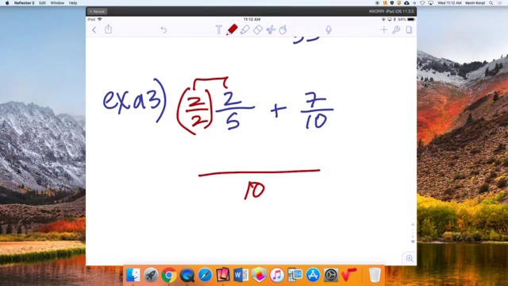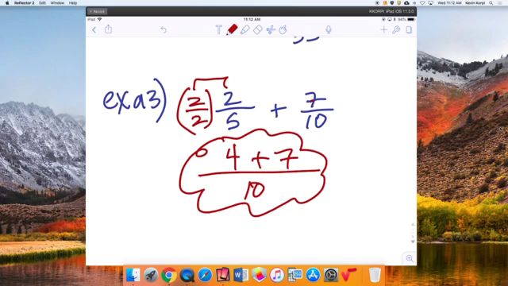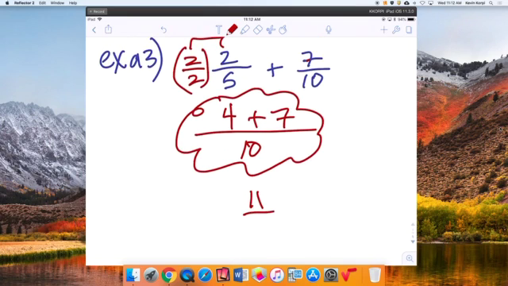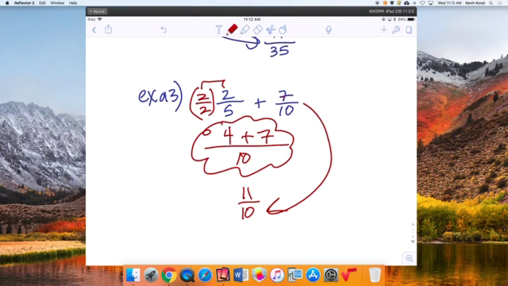And then what's 2 times 2? 4 plus 7's already good. This is your thought bubble. You don't have to write it down. You're basically saying, okay, 5 times 2 is 10. So 2 times 2 is 4. 4 plus 7, what's 4 plus 7? 11 over 10. Yeah. And you're going straight from here to here. Okay? And you don't have that simplifying step in between.